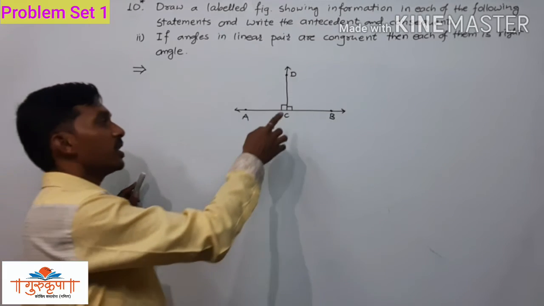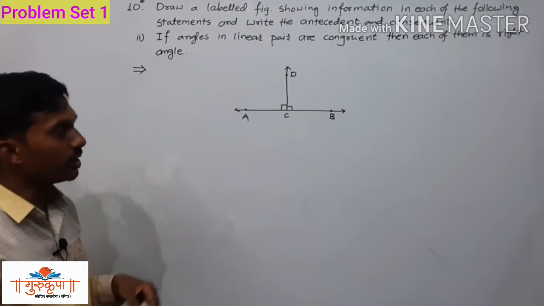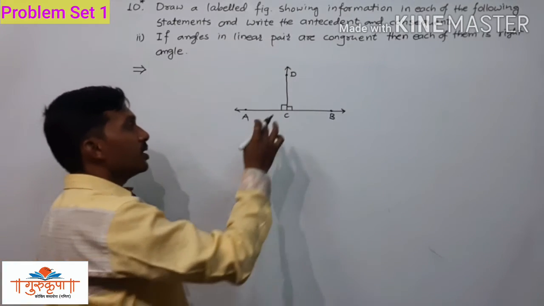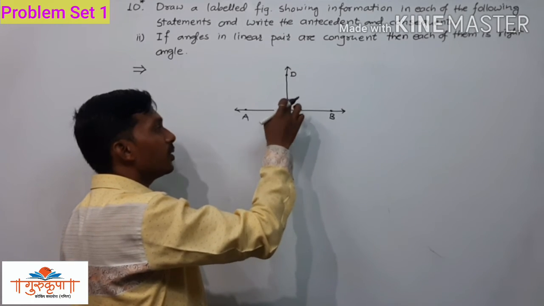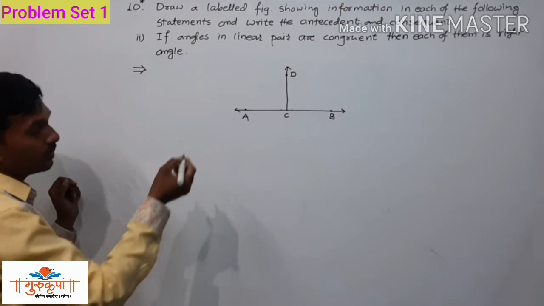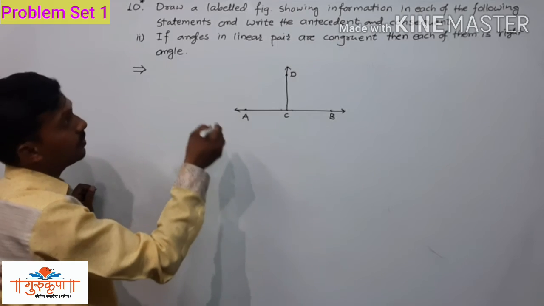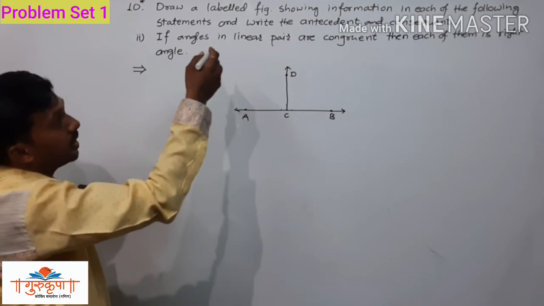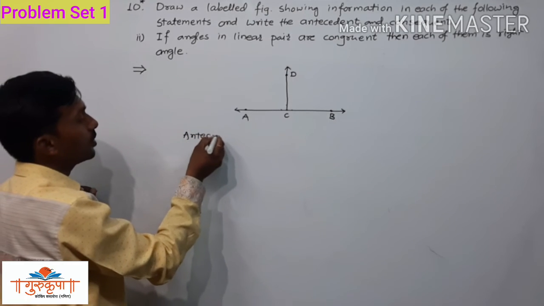Actually, we cannot put the signs there because that is the part which we have to prove. Since we are unable to use these signs here, we will erase them because that is the part we have to prove. But the names are necessary here. Now we have to write the antecedent. We drew the labeled figure. Now we have to write the antecedent and consequent. So first we write the antecedent.